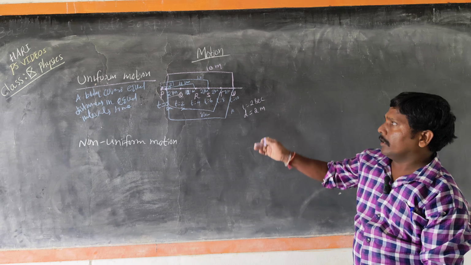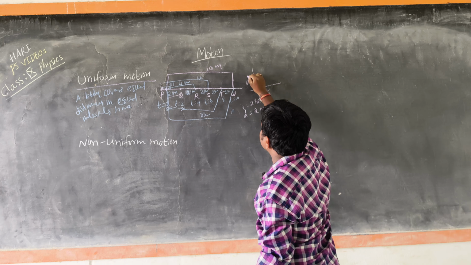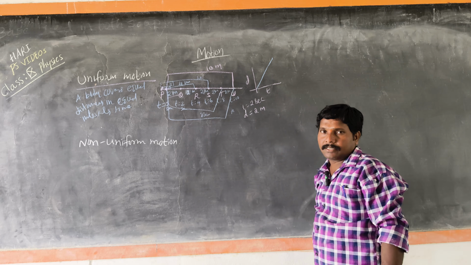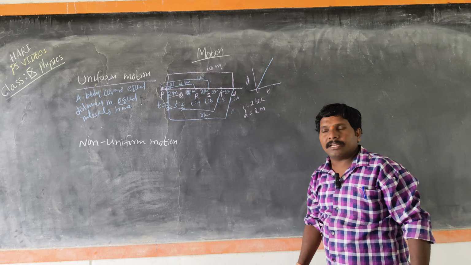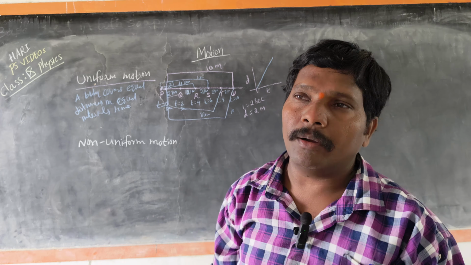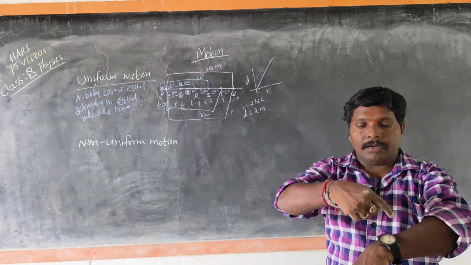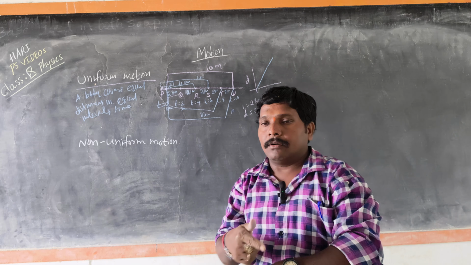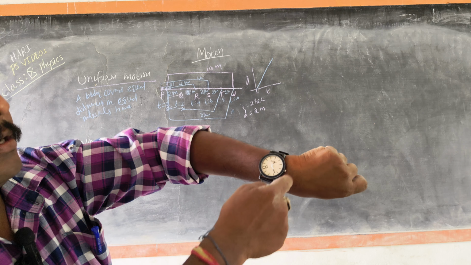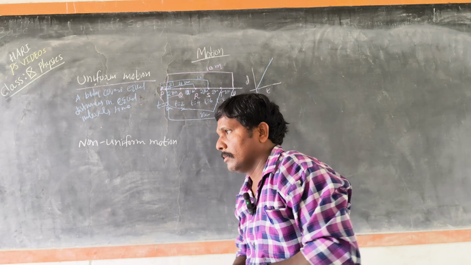Then, if you draw a graph for time and distance covered, we get a straight line. Generally, nobody is in uniform motion. Maybe if we consider the needles in a watch, they keep rotating equally in equal intervals of time. This is one example we can give at most.